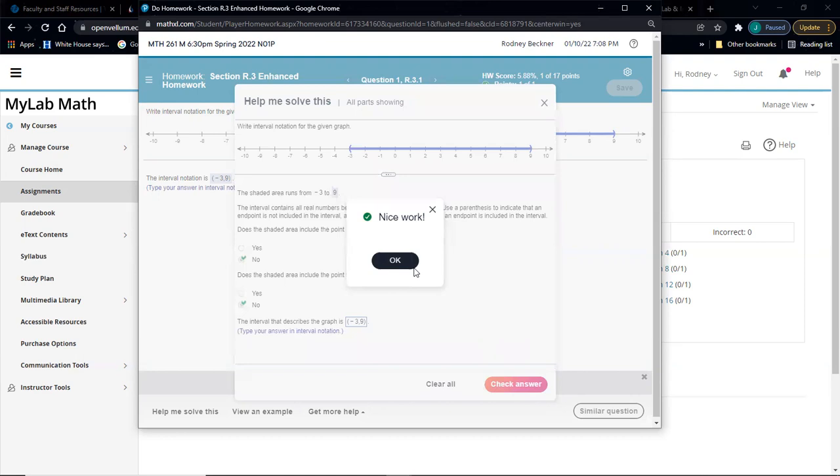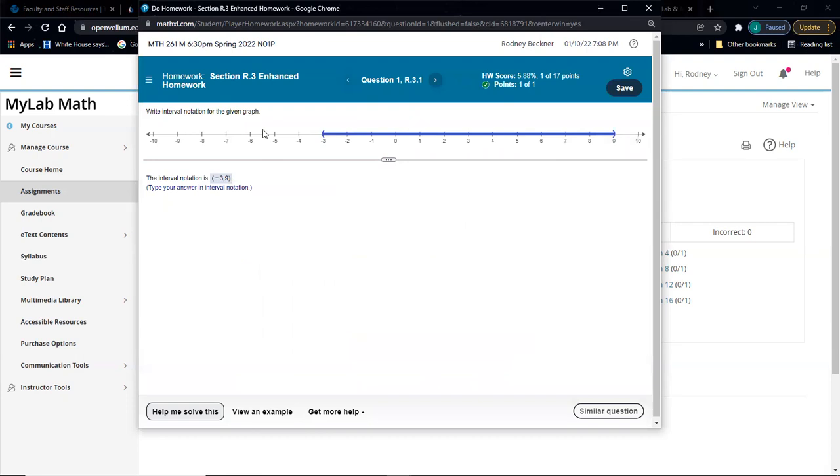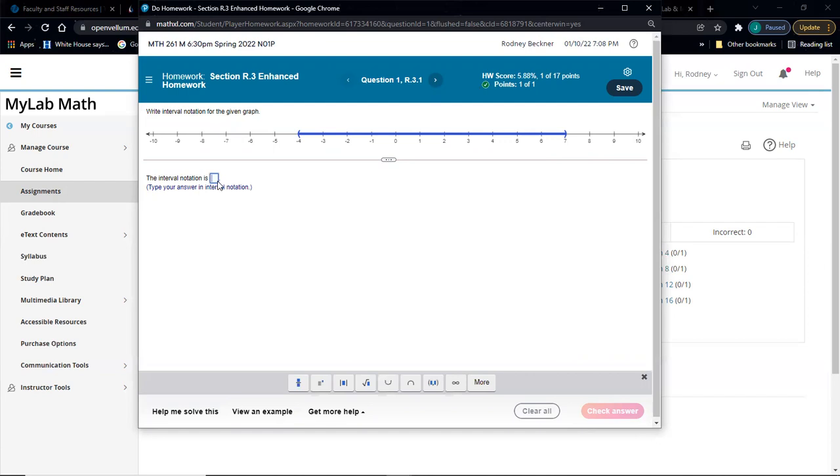Now when we do that, if I hadn't already solved this problem, this problem would change and the number line might go from like -6 to +4 or something like that, or -7 to 1. So it would give you a different problem. But because I'd already done it correctly, it didn't show that. All right, I got it right, but I don't feel super confident. I want to try a very similar question. Hit this button, similar question. You will retain your correct credit. It won't take that away, but now you can try it again.